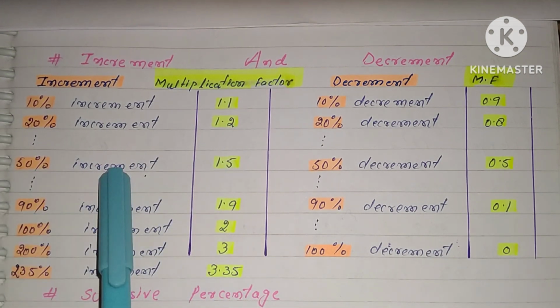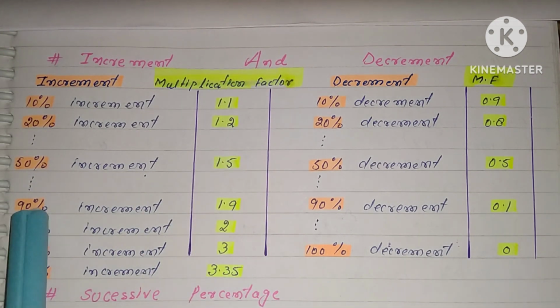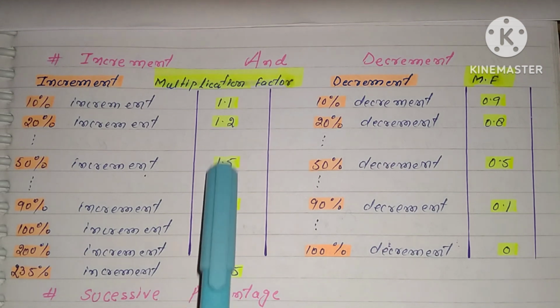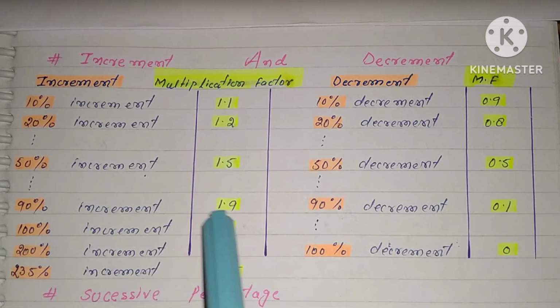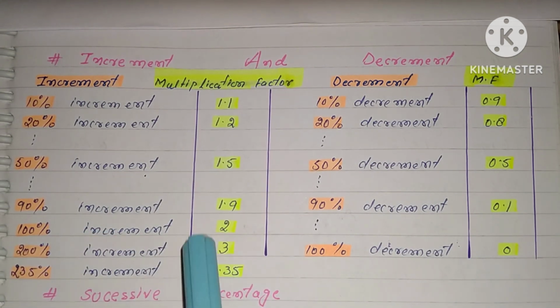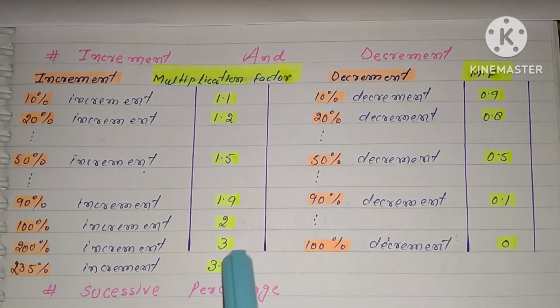50% increment, in the same sense, will be 1.5 multiplication factor. 90% increment, the multiplication factor will be 1.9. 100% increment: in the decimal form, 100 divided by 100 will be 1, and the original quantity is 1, therefore the multiplication factor will be 1 plus 1, which is 2. 200% increment: the decimal form will be 200 divided by 100, which is 2, and the original quantity is 1, so the multiplication factor will be 3, because 1 plus 2 is 3.